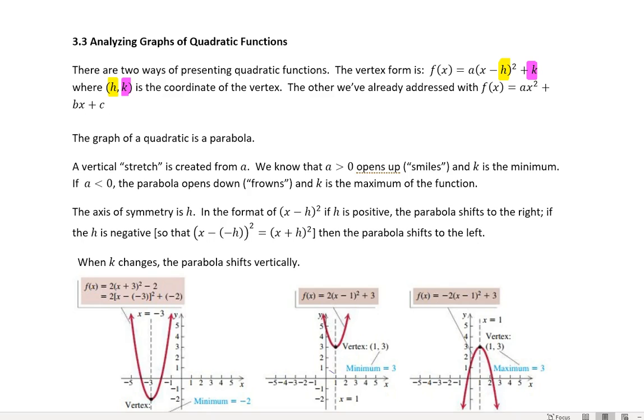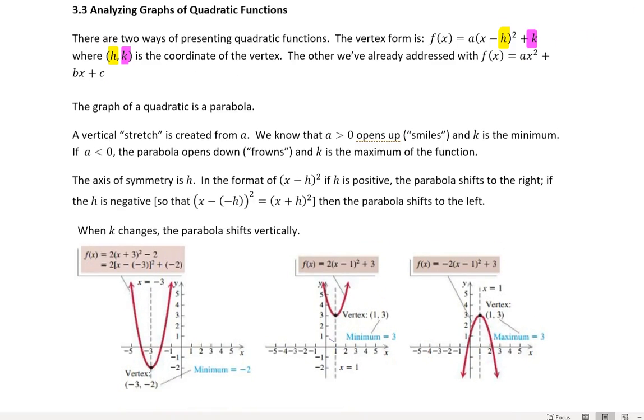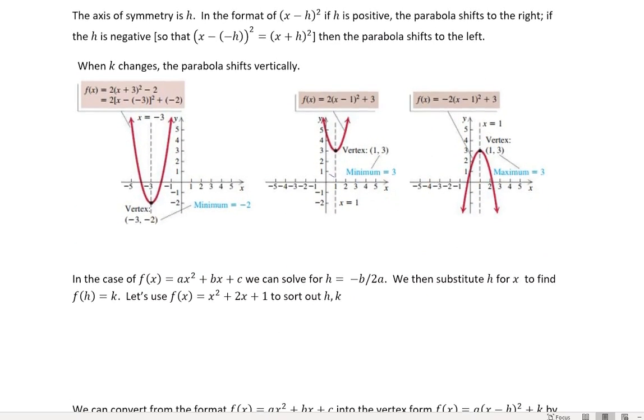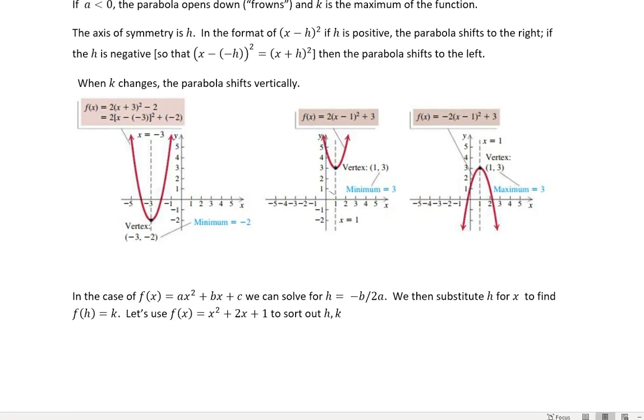So here, we've got a couple of things to think about. We have our axis of symmetry, which is our h, right? No big surprise there, right? We already know that our x value of our vertex is going to be our axis of symmetry. In the format of x minus h squared, if h is positive, right, this number is a positive number, the parabola shifts to the right. All right. If h is a negative value, it moves to the left.